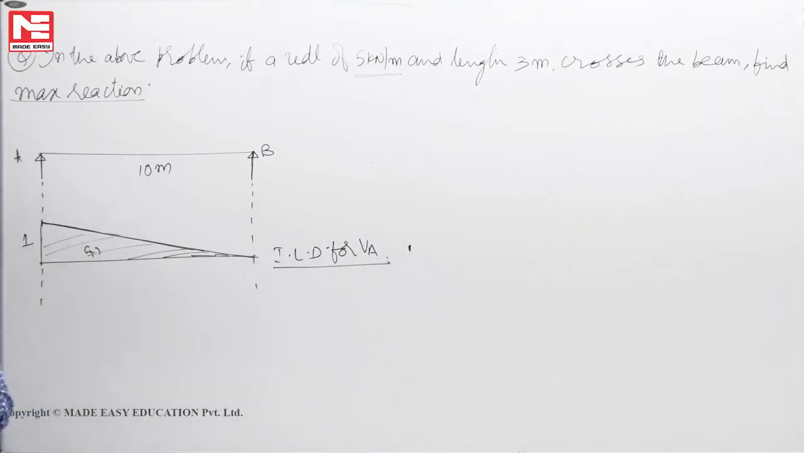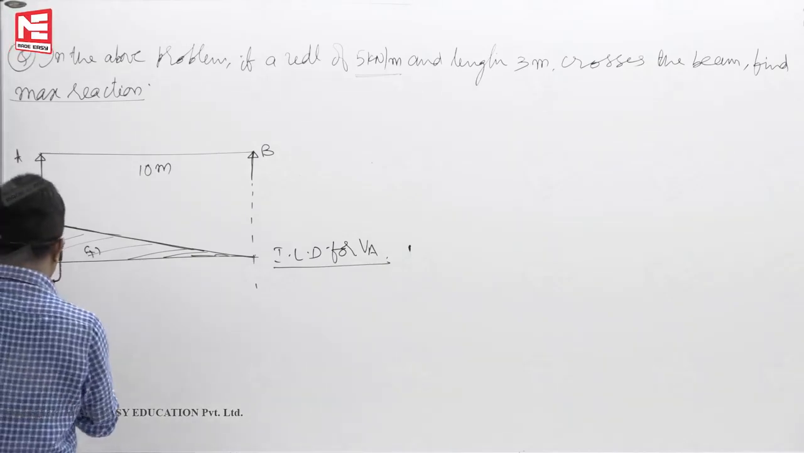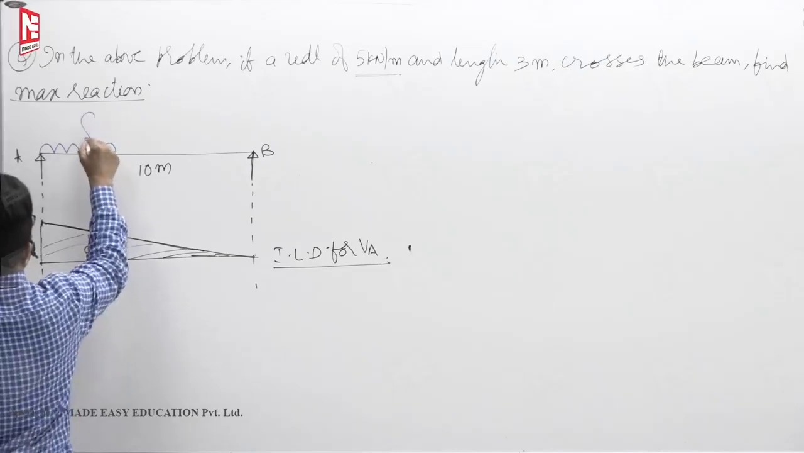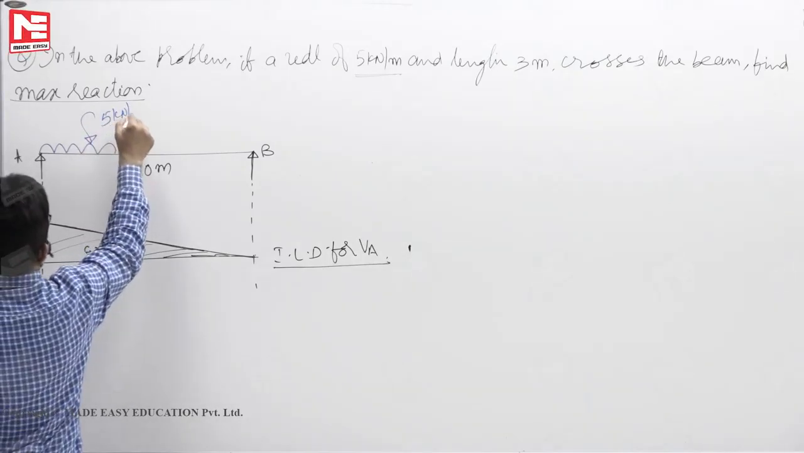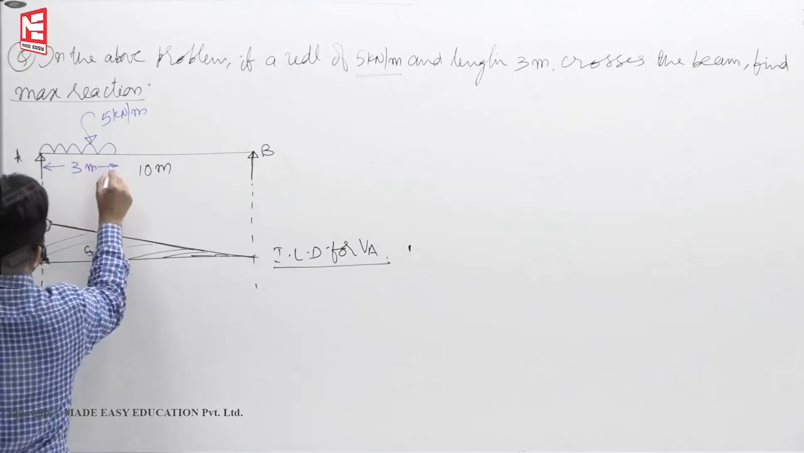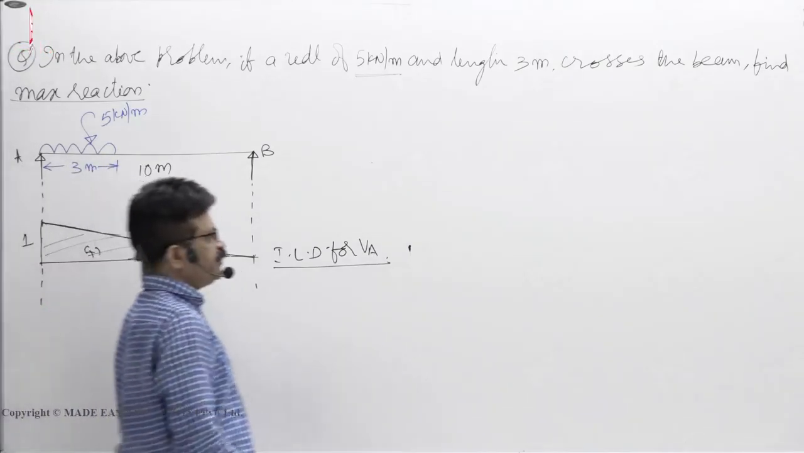Now, how to keep the UDL? That uniformly distributed load, you must keep it at the greater influence. This value is 5 kilonewtons per unit width and length is 3 meters, like this. Okay.